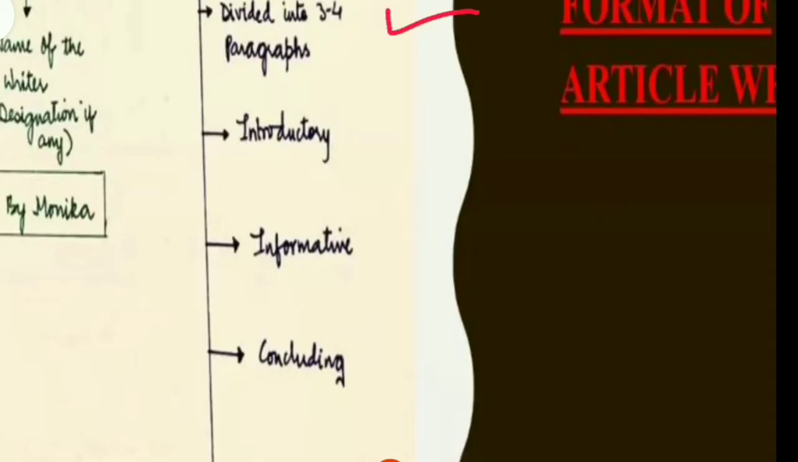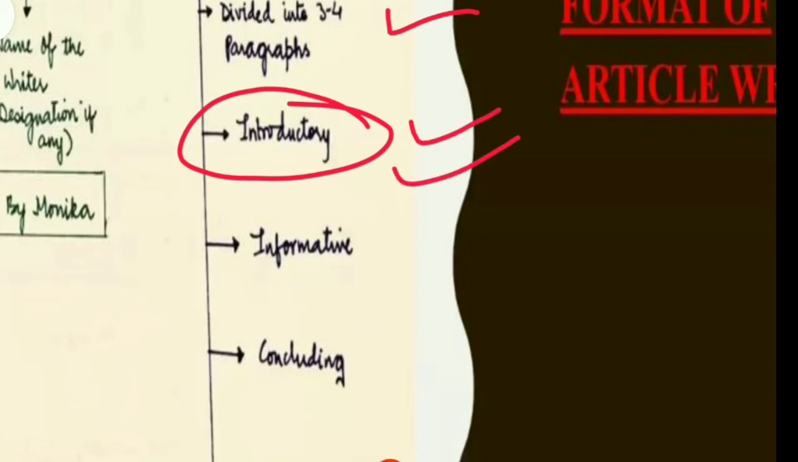Content is divided into 3 to 4 paragraphs. In the first paragraph, you are going to mention the topic. You are going to introduce the topic. What is it? If it is about child labor, say for example, you should mention what is child labor. Next comes information about it, all the pros and cons, all the government's rules and regulations, international court guidelines, etc. All those things you are going to mention here.